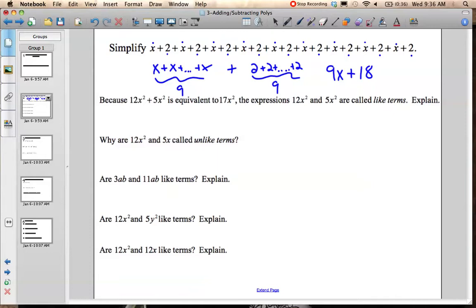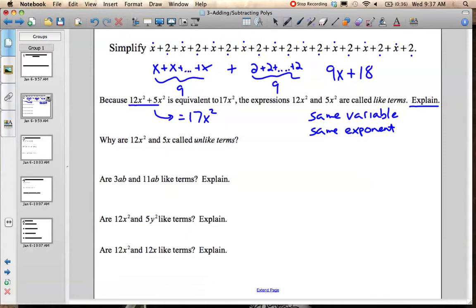And you may have said, well, why don't we just combine like terms? Well, let's talk about like terms. If you look at the second one here, 12x squared plus 5x squared equals 17x squared. So they are like terms. Explain. How come? Well, what makes terms like terms? What do the 12x squared and the 5x squared have in common? They have the same variable and the same exponent. So as long as that power is the same, the x squared is the same in both, we can combine them.